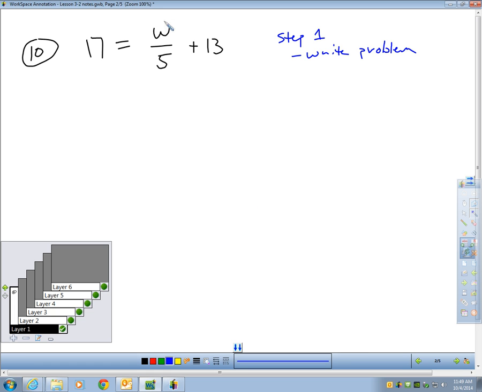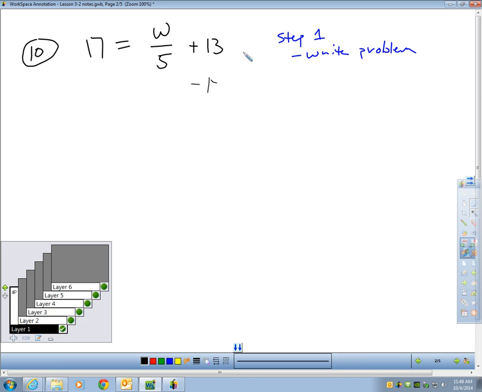So w is the center. Divide by 5 is the next layer, plus 13 is the outside layer. I have to get rid of plus 13 first. I've got to go from outside to inside. So to get rid of plus 13, the inverse of adding 13 would be to subtract 13 from each side.